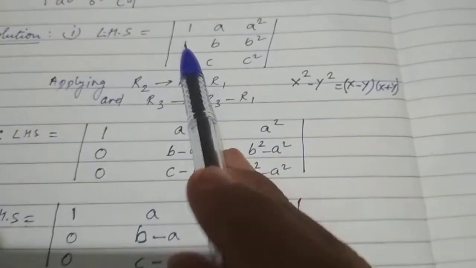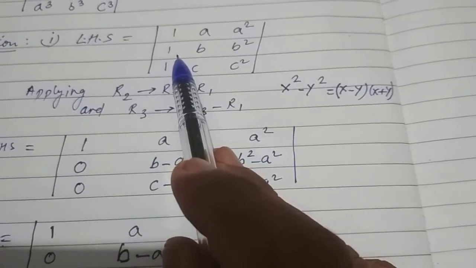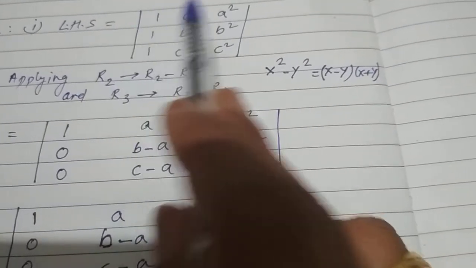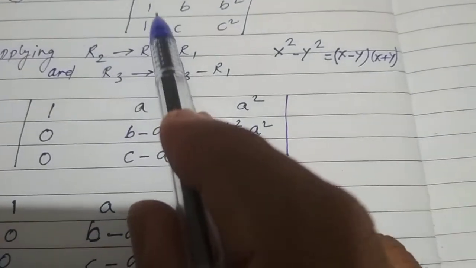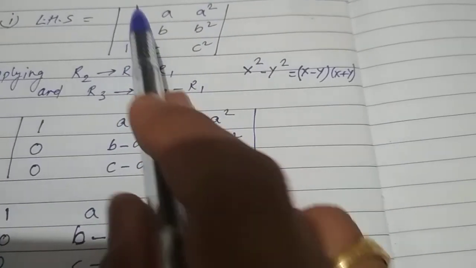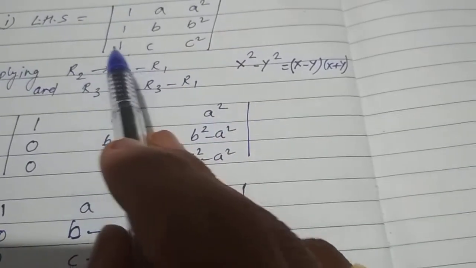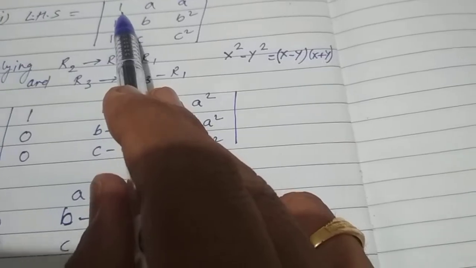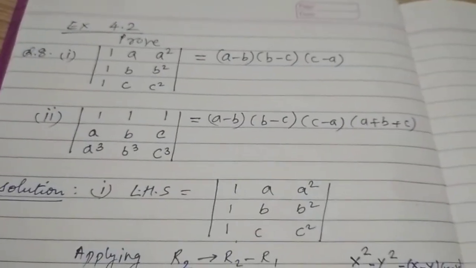The only basic backbone is making these two elements 0 with the help of this particular row. It is not necessary that you should make only these two elements 0. You can make the first element and last element of the first column 0, or you can use this row as the reference row and make these two elements 0. So this is how we have proved this particular problem.